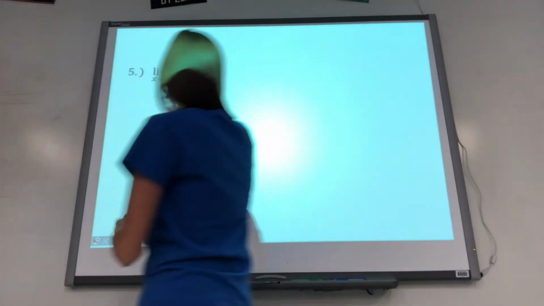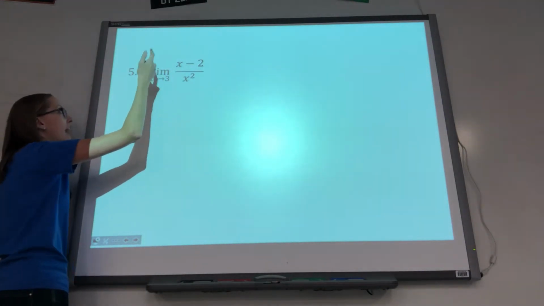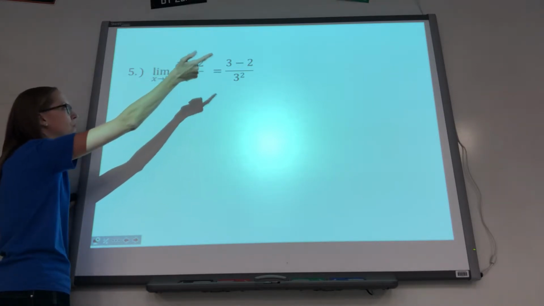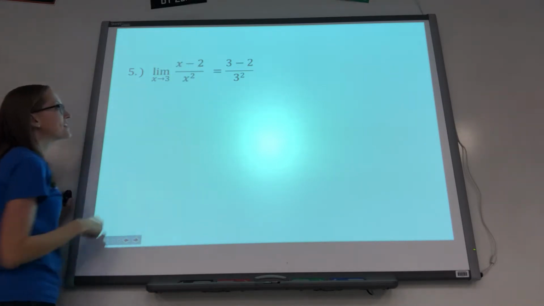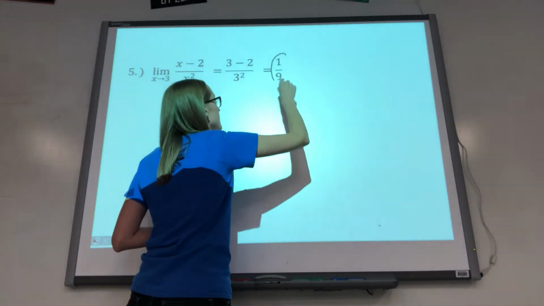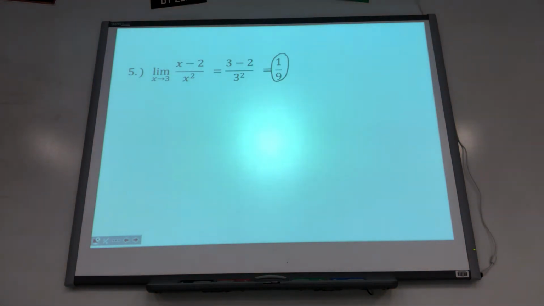Yeah, I'm going to plug in that value for x first. Direct substitution. And actually, it works right off the bat. 3 minus 2 is 1. 3 squared is 9. 1/9. That would be hard to see on a graph. So like I always say, don't just go right to your calculator. See if one of your other methods works first. Okay, well that was an easy one. Moving on to number 6.